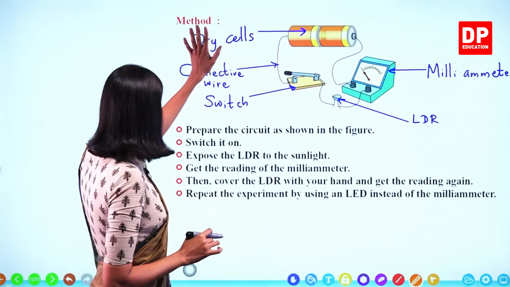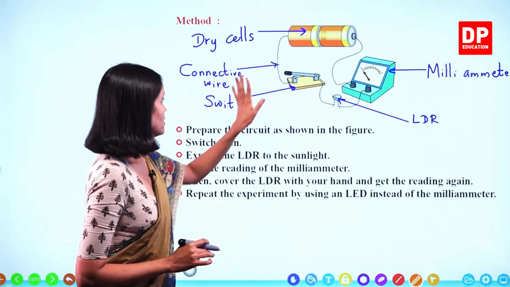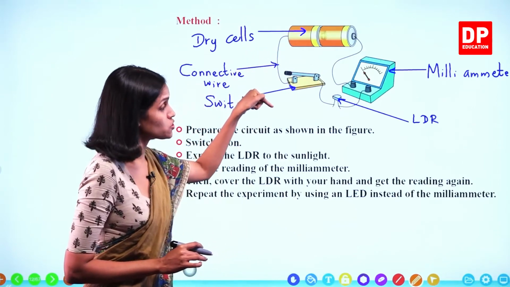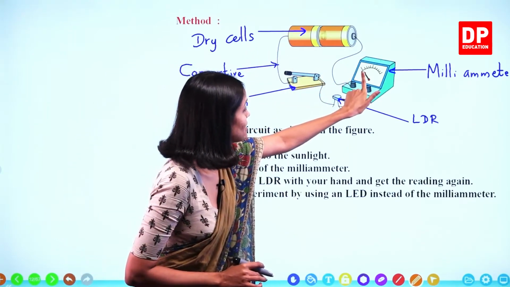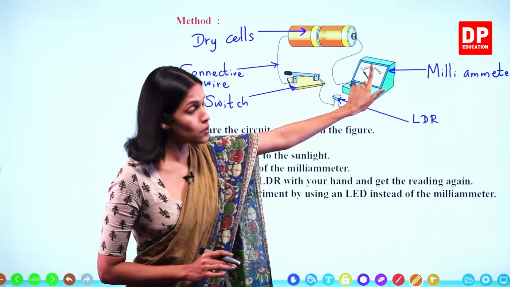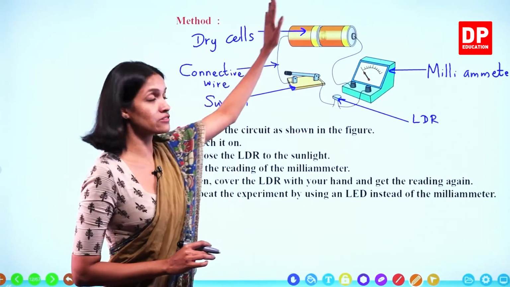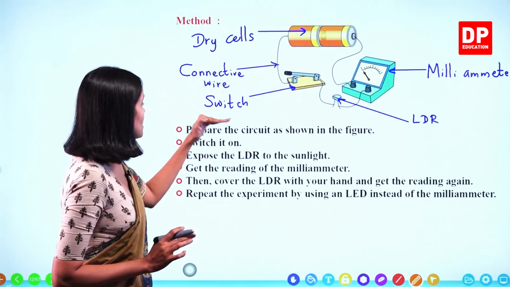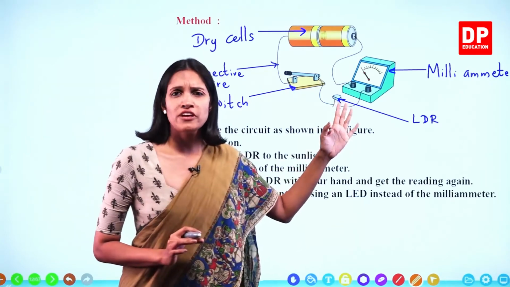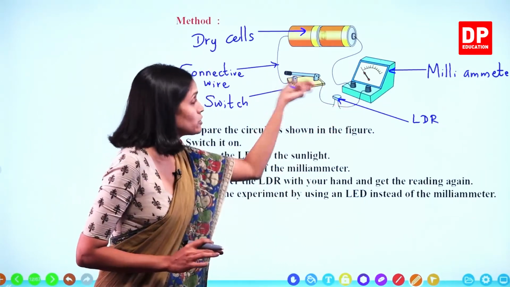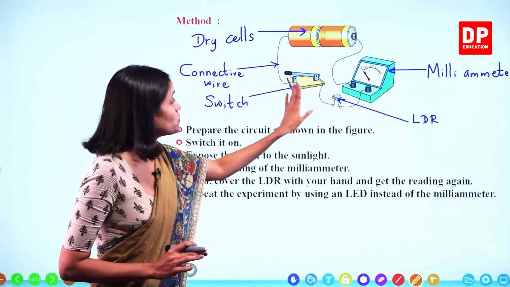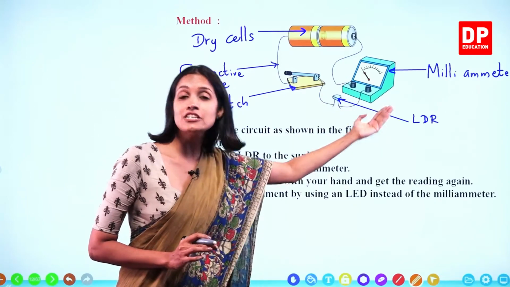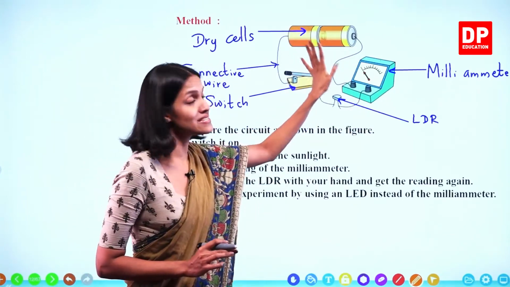Okay, so how to do this? Switch it on and you have to check what happens. When you prepare the circuit like this and close the switch, you will see this milliammeter indicator moves or deflects, which means when you close the switch, electric current flows through the circuit. Okay, next one, expose the LDR to the sunlight. If there's no sunlight, we can direct torchlight to this LDR. And then you have to check what happens to the indicator of the milliammeter, whether it increases, decreases or remains at the same place.